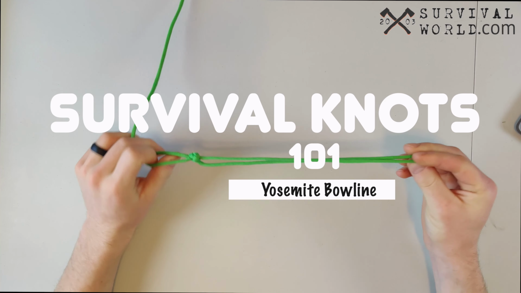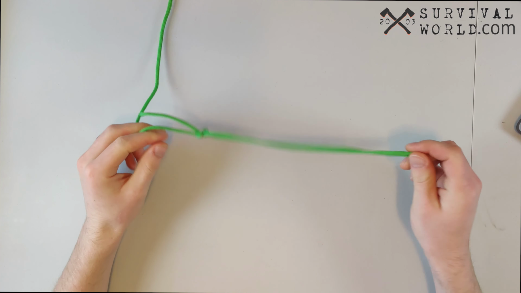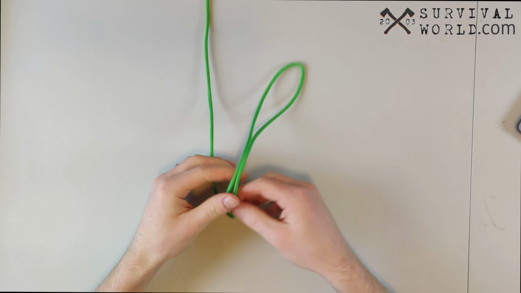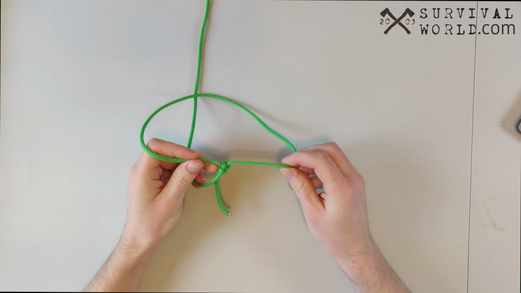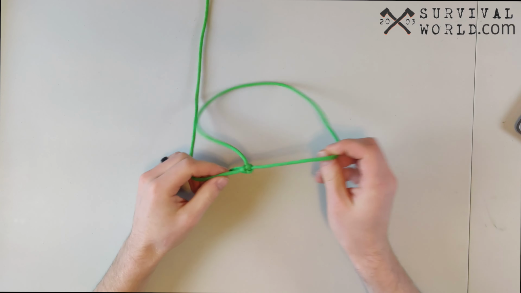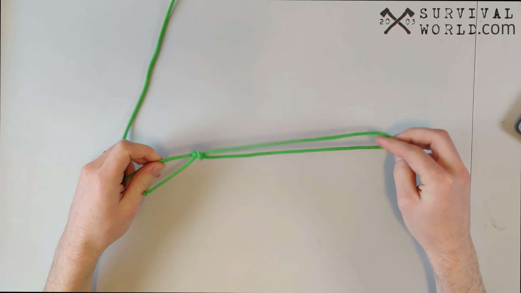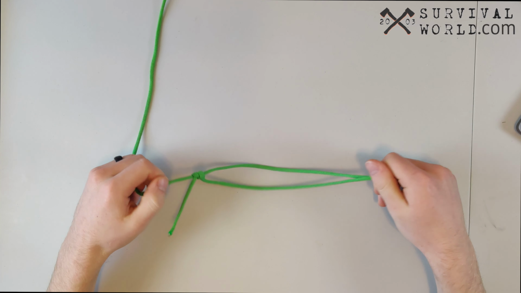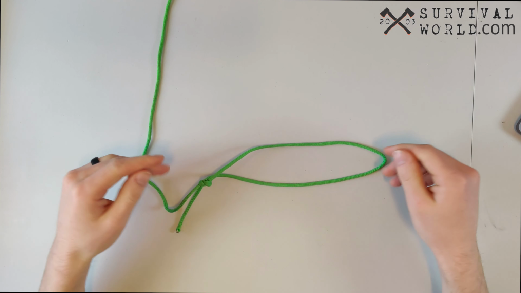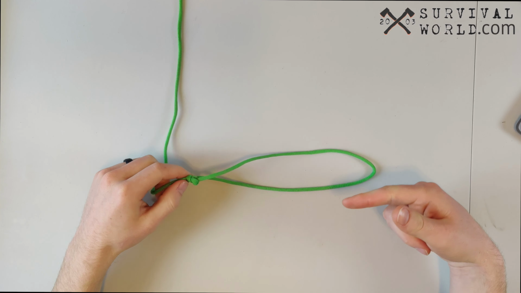Today's tutorial in our Survival Knot series is on the Yosemite Bowline Knot. The Yosemite Bowline Knot adds another turn to the original Bowline Knot. If you haven't seen that video already, check it out in our Survival Knot series. It adds a significant amount of strength to that knot. The Yosemite Bowline Knot is a lot more recommended over the original Bowline Knot for climbing, since it's a lot safer and only requires one extra turn of the rope. So let's dive in on how to tie the Yosemite Bowline Knot.